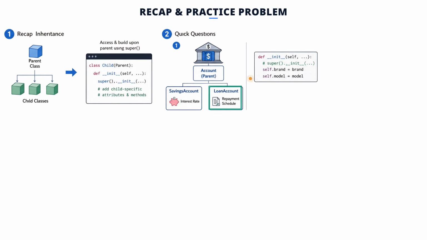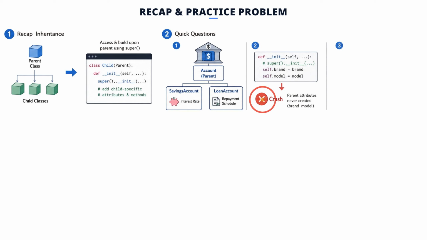Second, remember that calling the super initialization function is critical. It ensures the parent class actually sets up its data. If you forget to call it, your code will crash when you try to access those variables because attributes like brand or model were never created in the background.